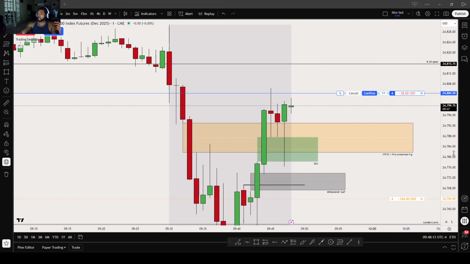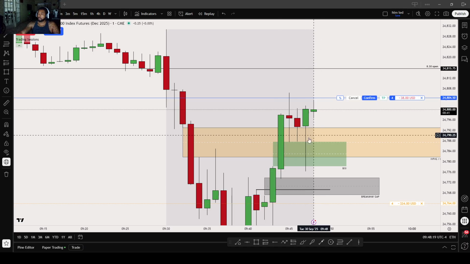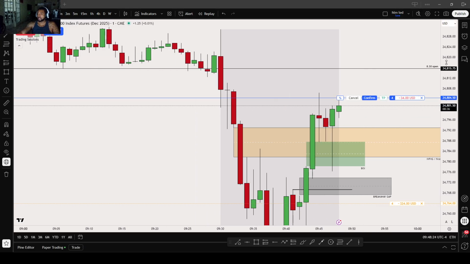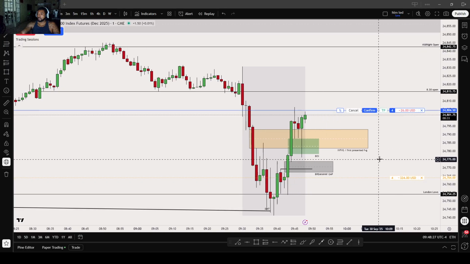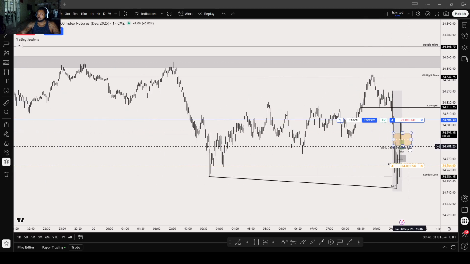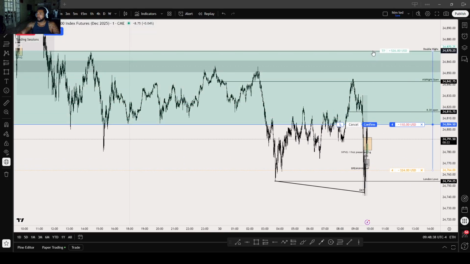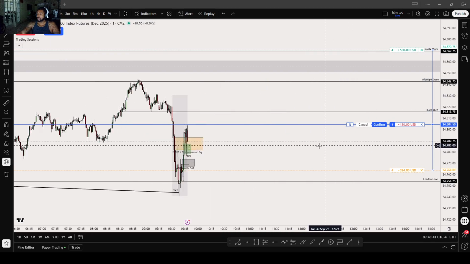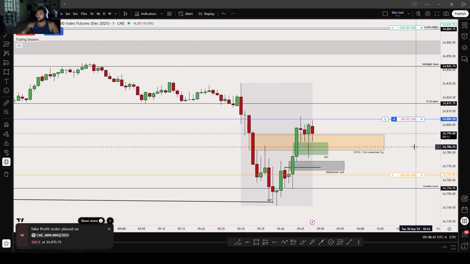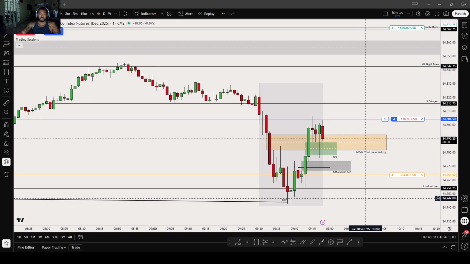So you see how, when I mean by good order flow, it came inside of here, but there are no body closes in this lower half. It's only wicks. All of the bodies are in this upper half. That's exactly what you want to see. So we got these equal highs literally right here at 870. Let's see what we get.